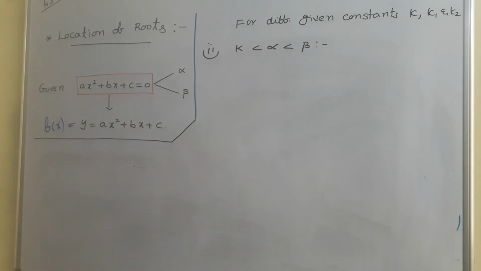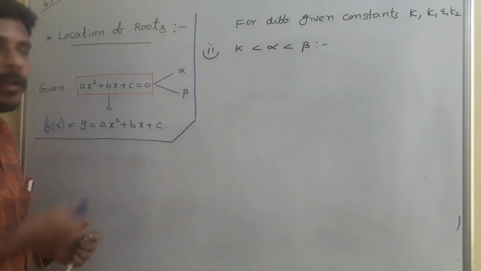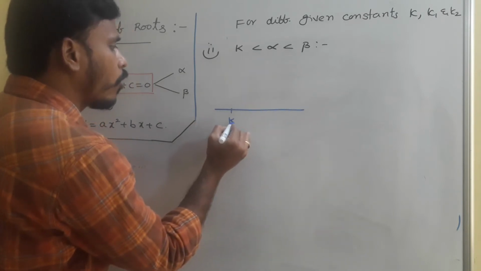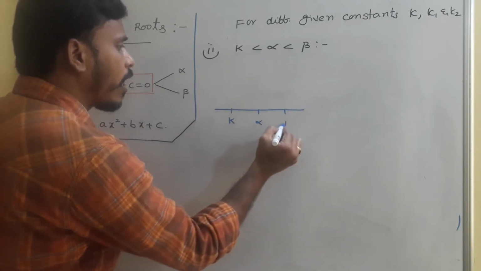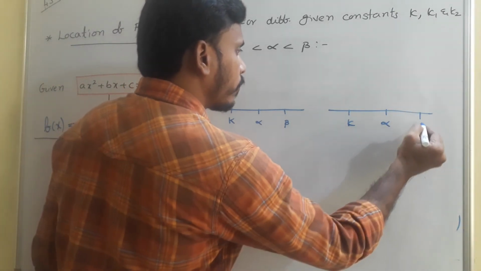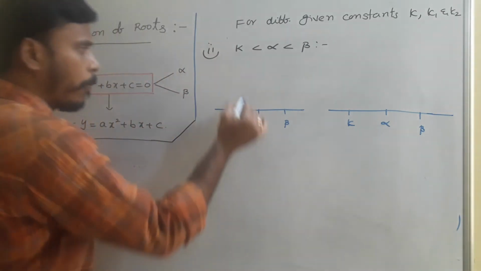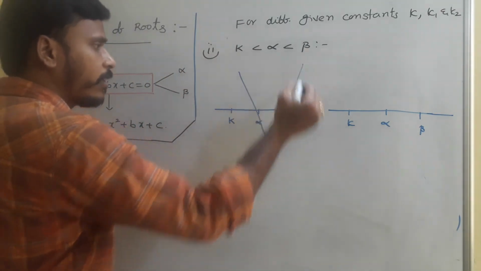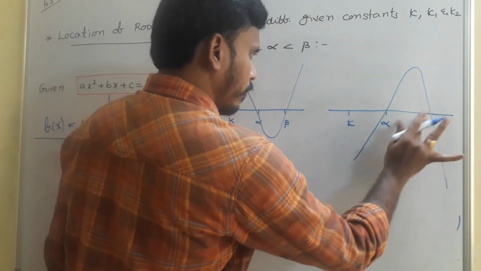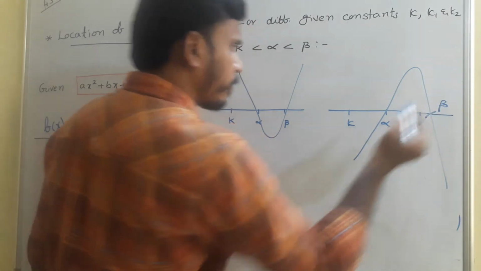So the second condition is k less than alpha less than beta. Again we have two possibilities, either upward parabola or downward parabola, we don't know. K, alpha, beta and k, alpha, beta. Upward parabola, so the graph will be like this. Downward parabola, the graph will be like this. Okay, you just take it as beta, no problem, right?